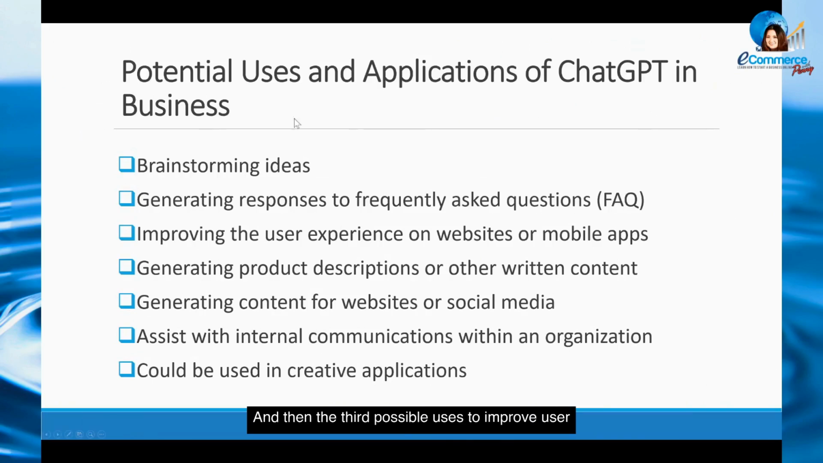And then the third possible use is to improve user experience on websites and mobile apps. ChatGPT can be integrated into websites or mobile apps to provide users with real-time responses to questions or comments. So you can see just now that the response was pretty quick. It just stopped for a few seconds and the answer just came out. And this will help businesses improve overall user experience and make it easier for customers to find the information they need. It could also be used to provide personalized responses to customers, tailored to their individual interests.